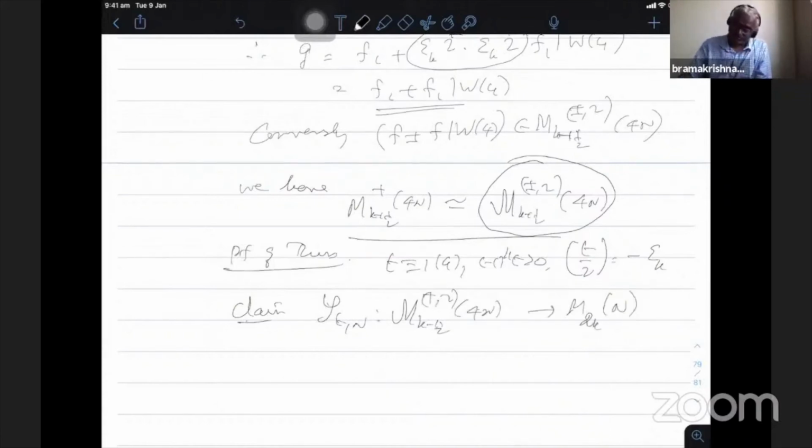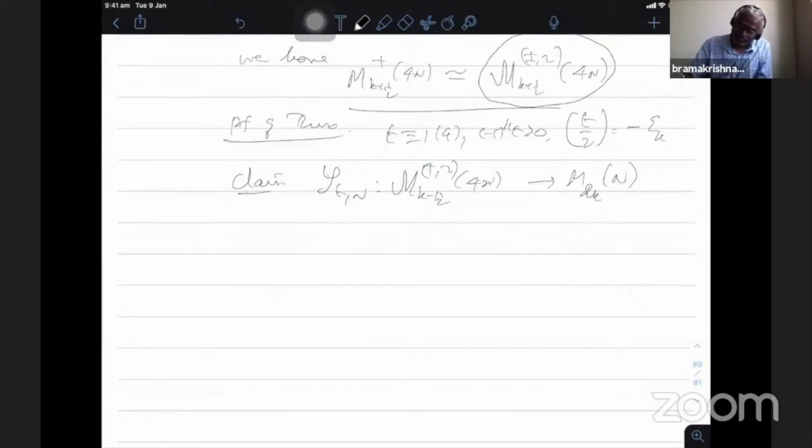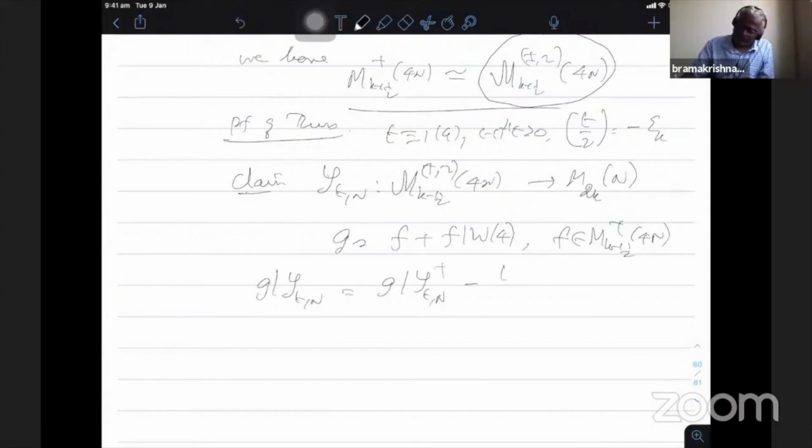Now let g be equal to f plus f bar W4, where f belongs to M_{k+1/2}(4N). Now apply the S_{t,N} map. So g bar S_{t,N} is nothing but f bar S_{t,N} plus or minus (t by 2) 2^{k-1} f bar S_{t,N} plus B2, by the property of the Shimura map, more generally. Not necessarily here. Now I apply this particular rule for this function.